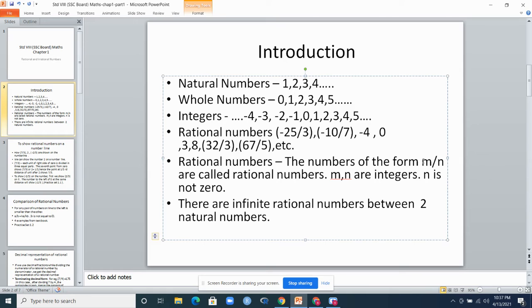The numbers of the form m divided by n are called rational numbers. M and n are integers, and n is not 0. There are infinite rational numbers between two natural numbers. So we have this m by n form. Rational numbers are the superset of all these natural numbers, whole numbers, and integers. It is a superset. So this is the introduction for the rational numbers.